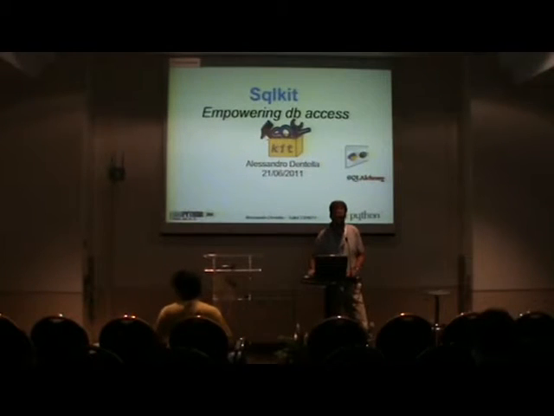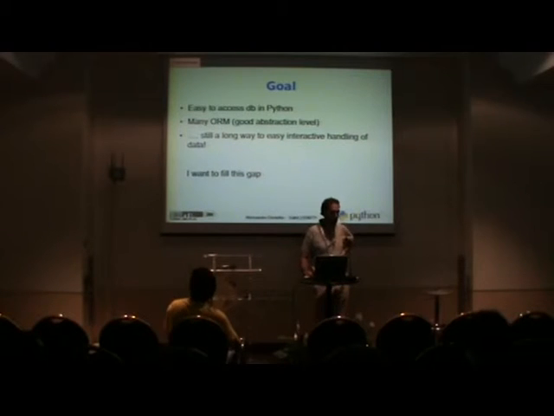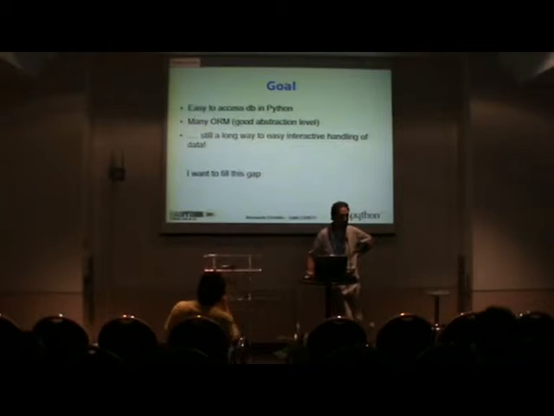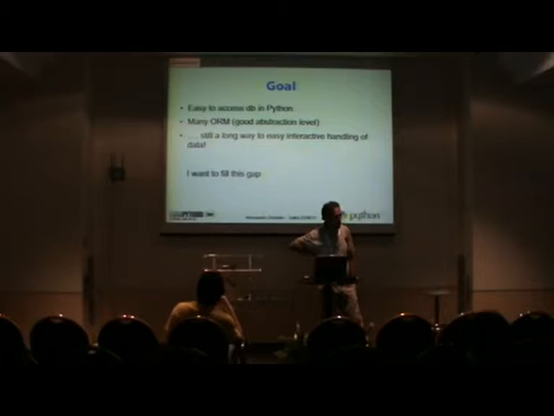This project that I have been developing in the last 5 years, more or less. It's called Sqlkit, because it's mainly a PyGDK library to access databases. Well, everybody of you knows probably that in Python it's pretty easy to work with databases and to reach a database. There are many ORMs that allow for a good abstraction level so that it's even more simple. What I felt is that there is still a long path from this situation to have a highly interactive way of handling data from a database.